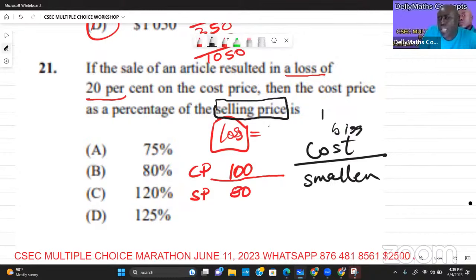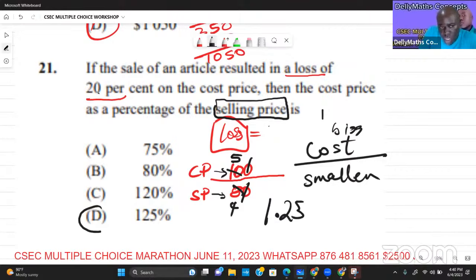So we are saying that the cost price is always 100. Look at it like that. You sold it for 20% less. In other words, it went for 80%. Based on how they want you to represent it, you have 100 over 80. If you break this down, cancel the zeros, and use 4, 2 into this, 5 into this, we're getting 1 and a quarter, which is 1.25. So the correct answer is 125.